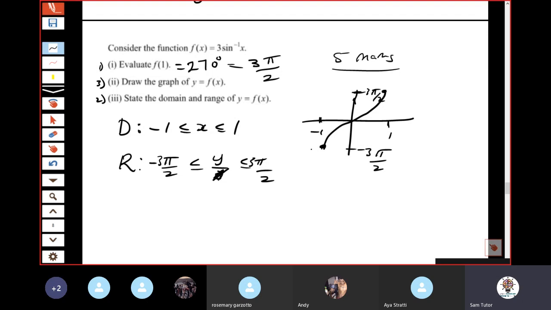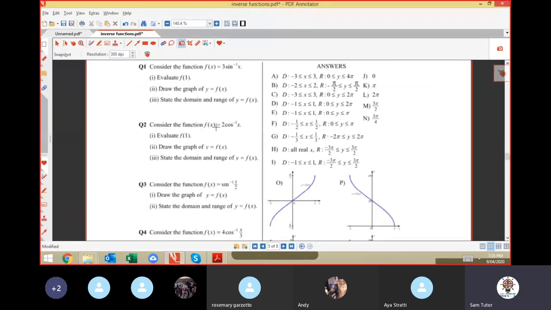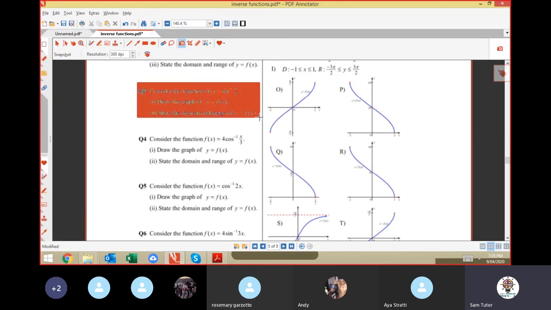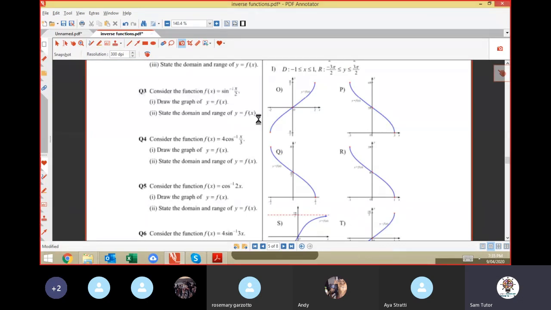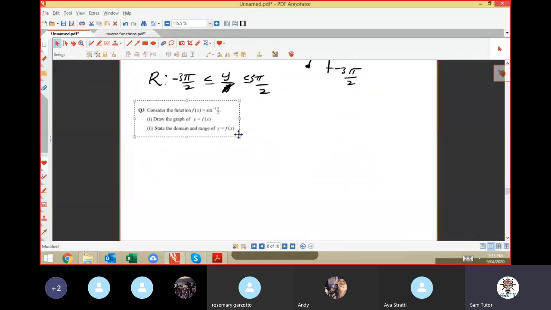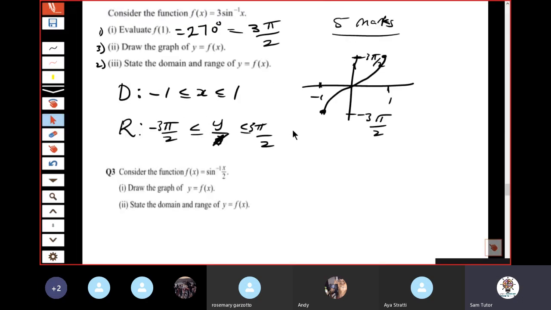Compare that 5 marks to some of the algebraic questions that we were doing in Trig last week. These are way easier to get than some of the other stuff. Okay, that looks like it's the same, so let's do this one. Again, instead of drawing the graph, I recommend doing the domain and range first. Try that one now. Unless, did anyone have any questions about this?